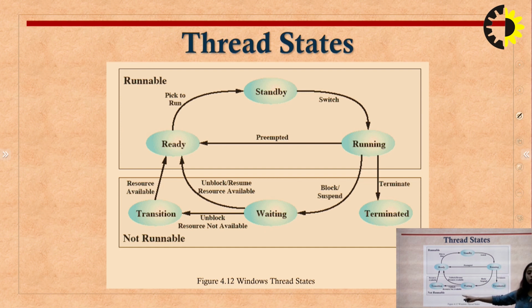Now, what happens in non-runnable state? The transition happens and the resource available is sent to the ready state. Now, whenever a process has completed its execution after running state, it goes to the terminated state. Here you can see that the thread was in running state and then it got terminated, right? Now, the thread will be blocked or suspended, then it will again go through waiting state, and then when it gets unblocked and it resumes or the resources become available, then it again goes to ready state.